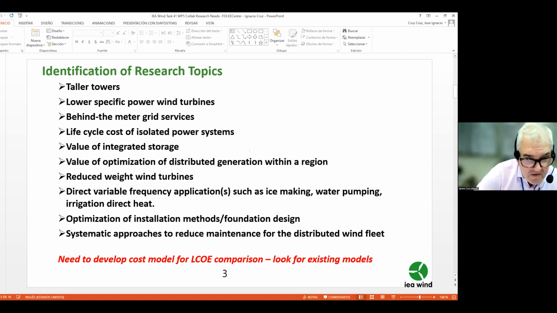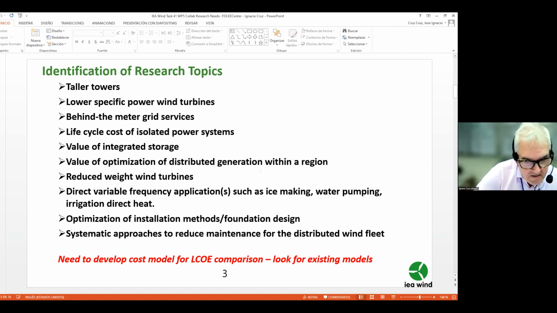And value of optimization and distributed generation within the region is important in order to get a sufficient critical mass just to develop the distributed wind. Obviously, we are not talking about wind farms, but about several installations that are nearby, not very far from each other. So in order to establish a critical mass mainly for operation and maintenance of these solutions, to reduce this cost in the operation in the future.